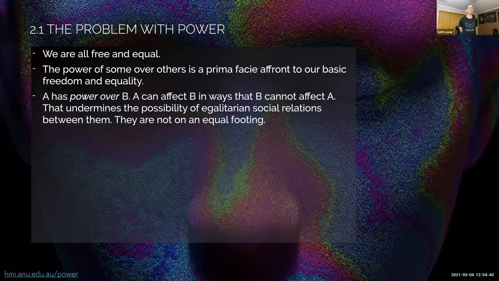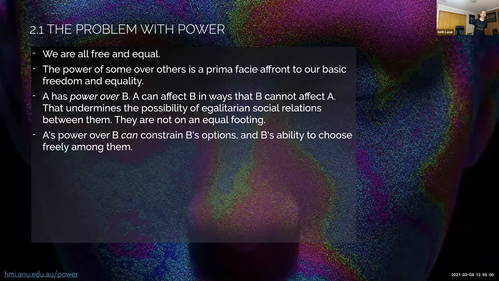First, equality. A has power over B. A can affect B in ways that B cannot affect A. So that means they can't really have egalitarian social relations. They're not on an equal footing. So that's not good from the perspective of equality, and not good from the perspective of freedom. A's power over B can constrain B's options and B's ability to choose freely among them. If A is manipulating B, so that B doesn't know what to believe and is acting irrationally because of how A has controlled B's choice situation and their beliefs and evidence, then A is making B unfree.